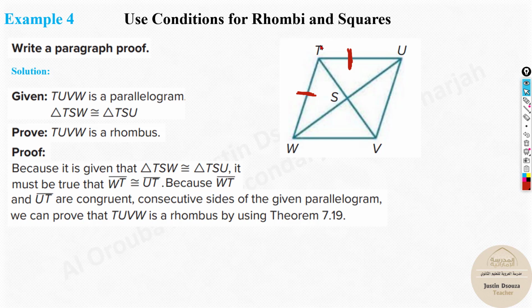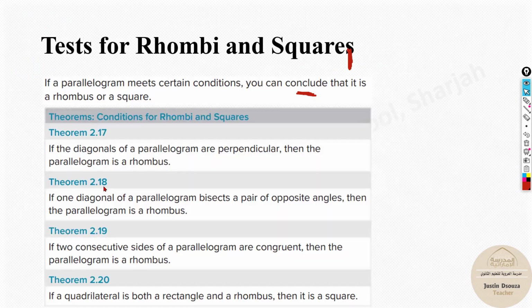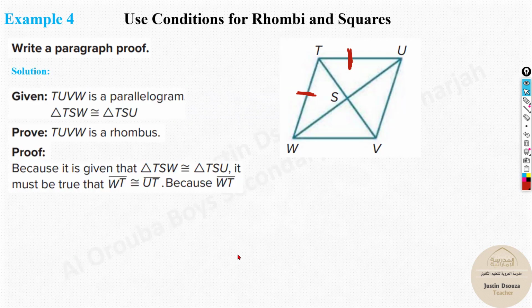Yeah, that's what is done. TW, or WT, and UT are congruent. Why? Because they are congruent triangles, and that is given. That theorem is there: if consecutive sides of a given parallelogram are equal, then it's a rhombus. That's the thing. And that's the third one we saw over here.